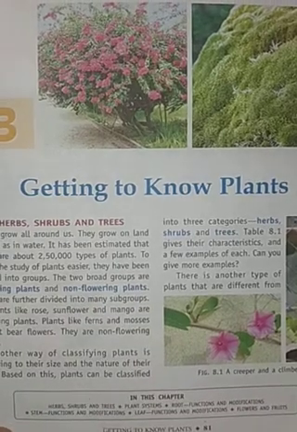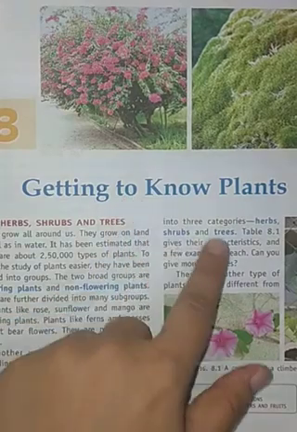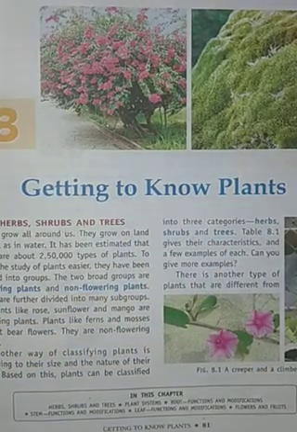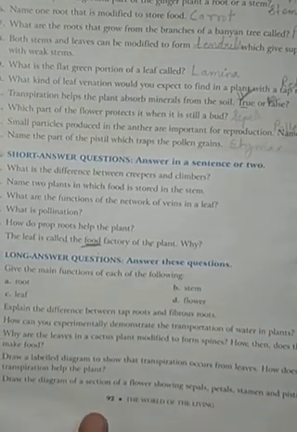Good morning, students. Today in chapter number 8, Getting to Know Plants, we will discuss the long question answers of this chapter. You have to open page number 92 of your science book, and on page number 92 they have given around 8 long question answers. We will discuss 6 of these question answers today.